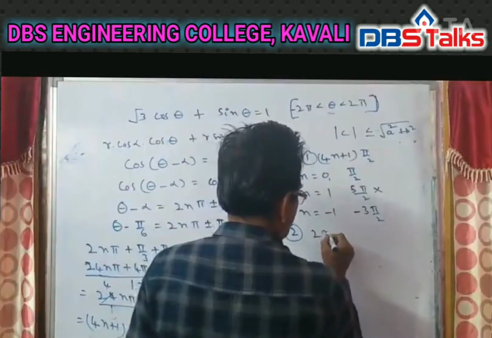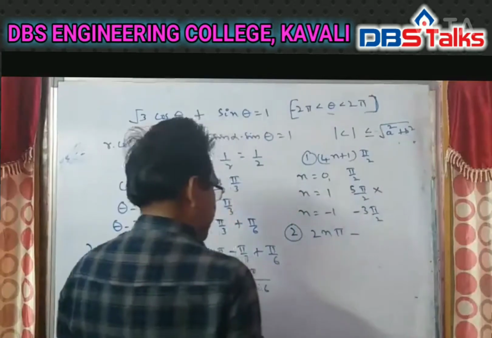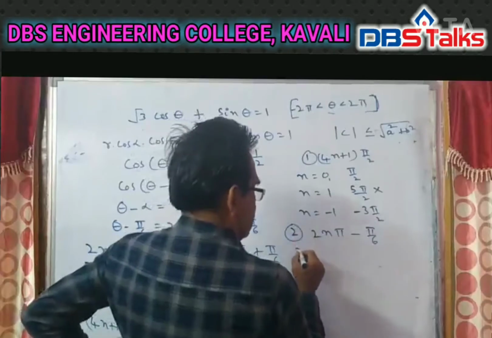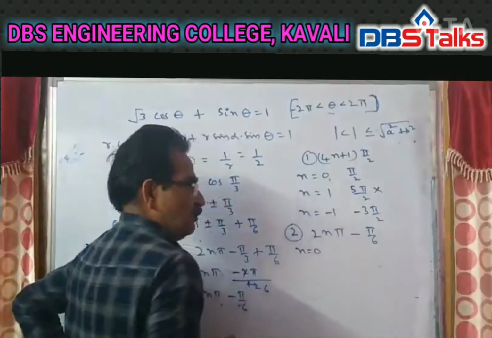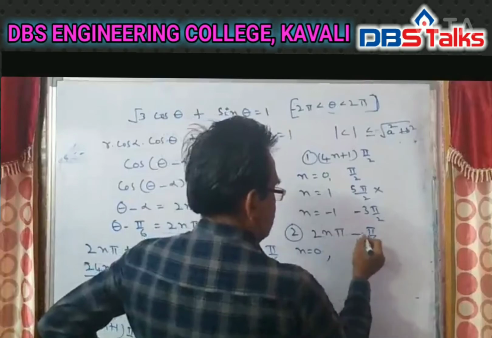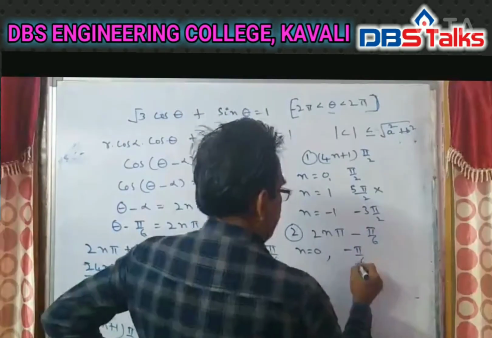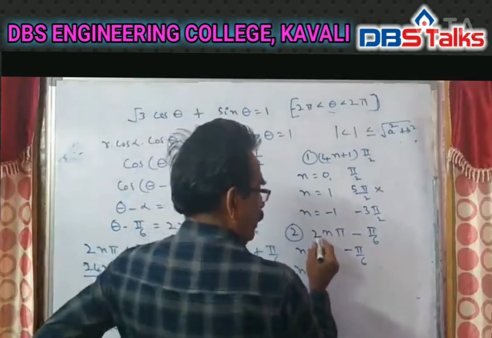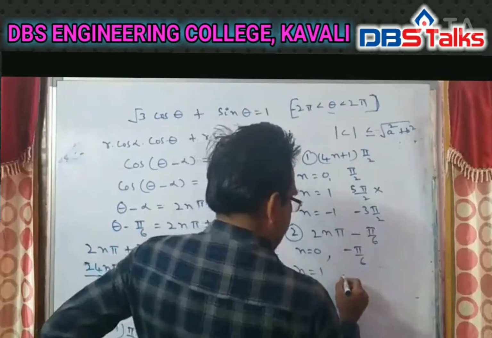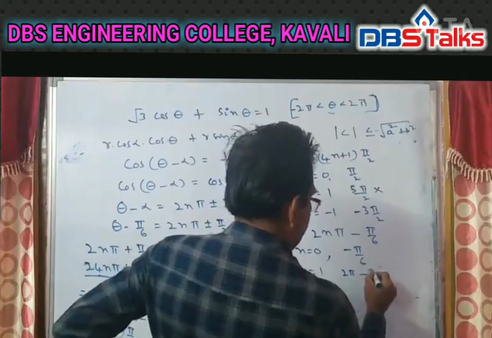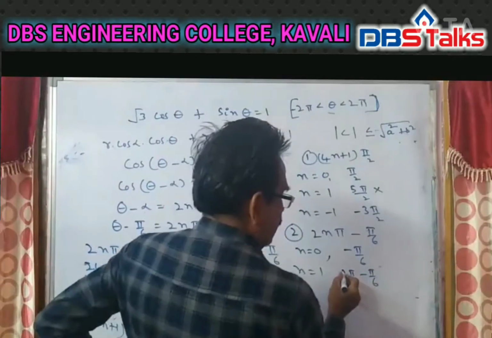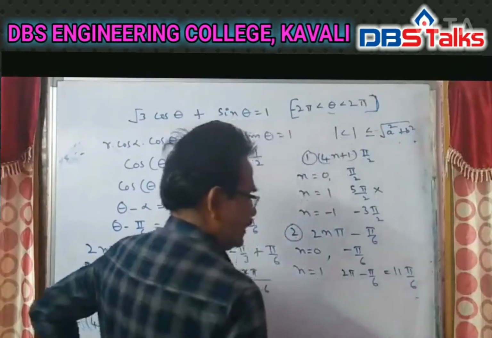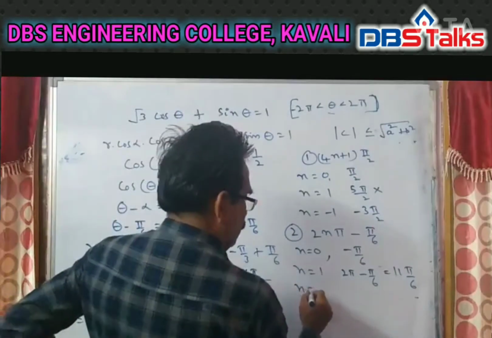2n pi minus pi by 6. Put n is equal to 0. If n is equal to 0, the solution is minus pi by 6. If n is equal to 1, 2 pi minus pi by 6, that is 12 pi minus pi, 11 pi by 6.